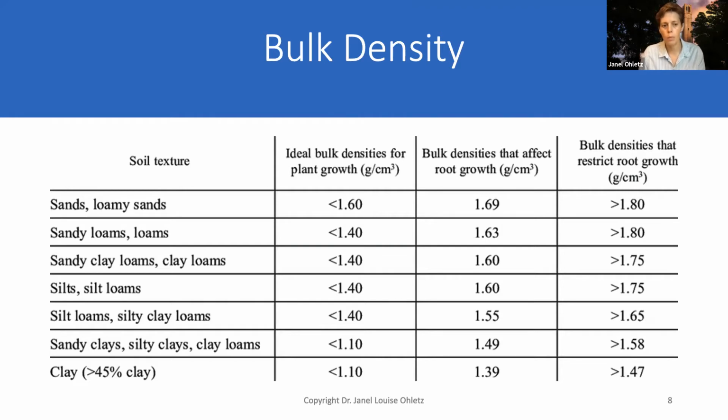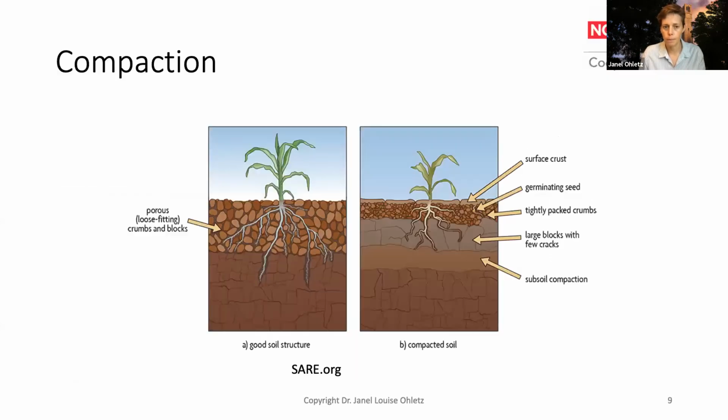And so what we hope to do is ensure that we reduce that bulk density so it's more light and fluffy, with more pore space in there, because it's really important to have that airspace and that place for the water to go as well.